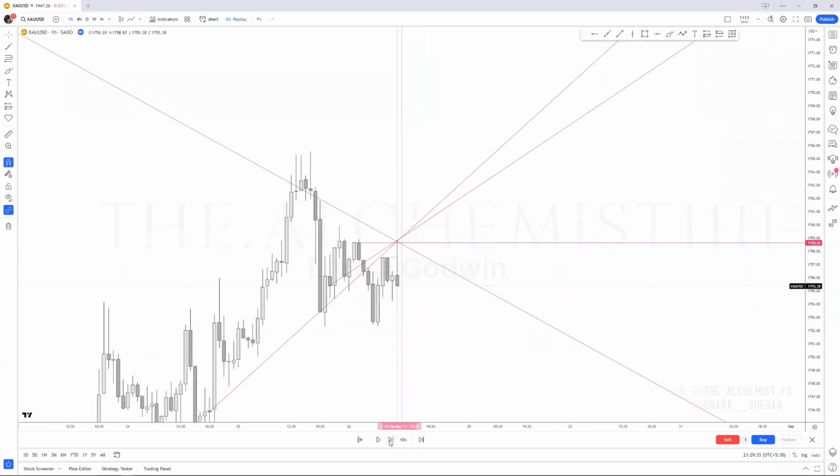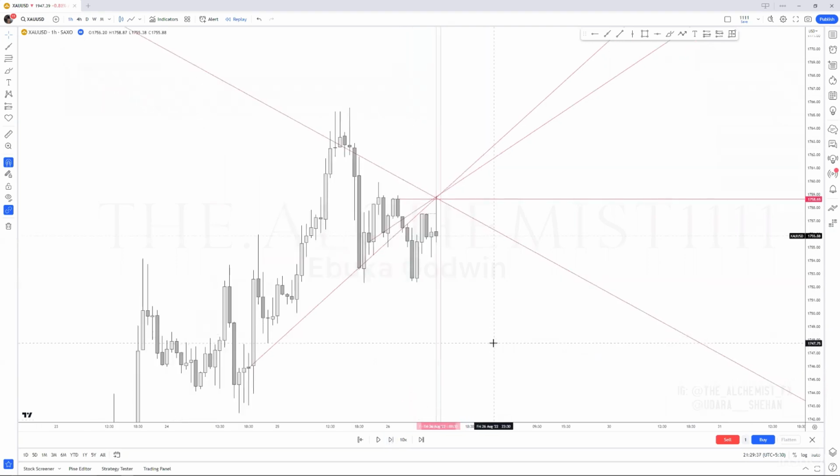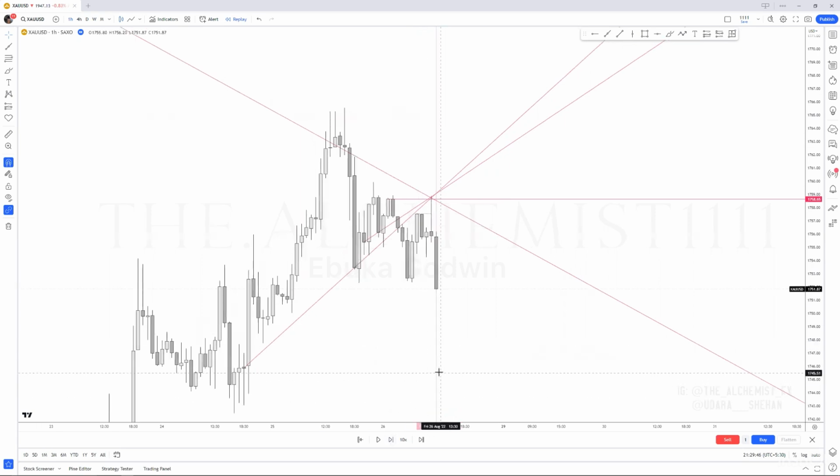Right at 11:30. See that? I can't make this up, right? You can see that very clearly. Taps right at London Kill Zone, 11:30 a.m. my time, and then see that? Can you see the power of that trend line?